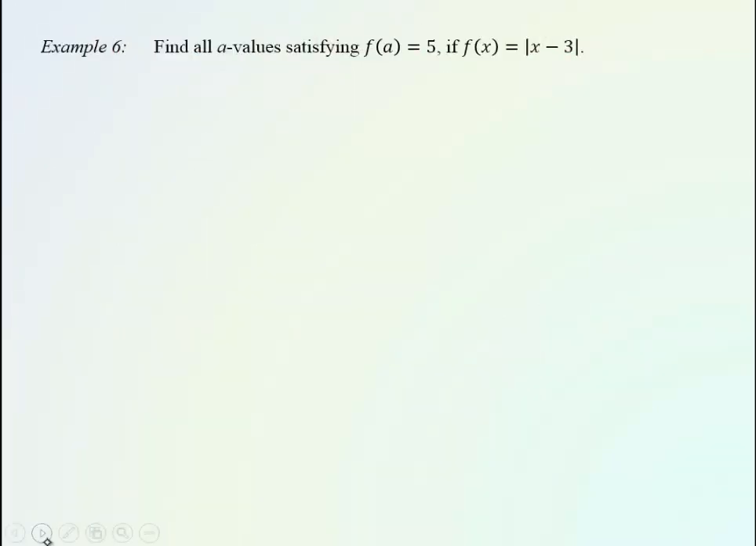In the next problem, we are asked to find all a values satisfying the equation that f of a is 5 if we know that f function is defined as absolute value of x minus 3. So what does this really mean? Well, f of a is 5. Therefore, if x is a, plug it in to the equation, we end up with f of a equals absolute value of a minus 3. But f of a is equal to 5. So we really need to solve the absolute value equation |a - 3| = 5.